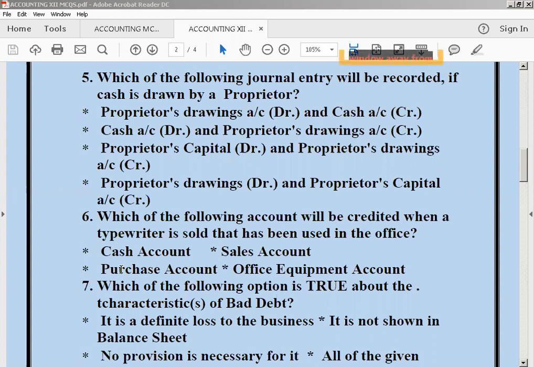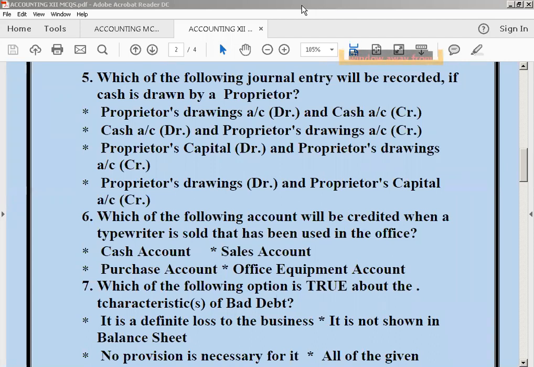Now, the seventh one, which of the following option is true about the characteristics of bad debts? As you all know, bad means bad and debts means loan. Here in debt, B is silent, so we read it as debts. So bad debts are the money that you have lent to someone on credit and it is not returned, not paid back to you, so that will be treated as your bad debts.